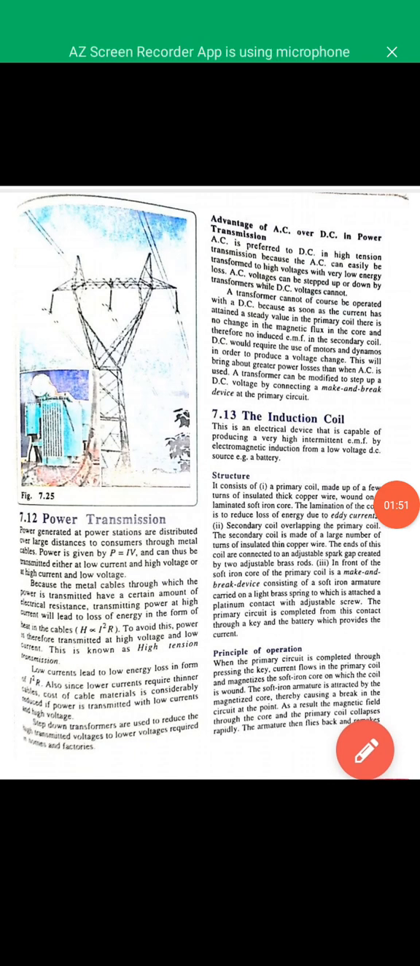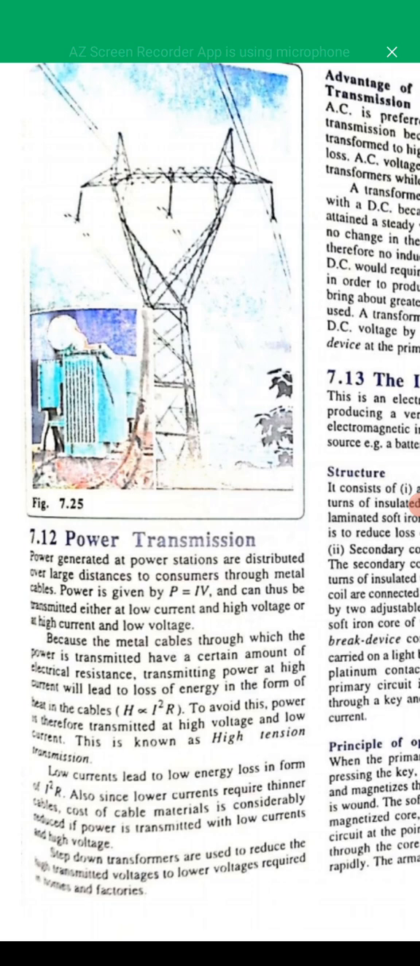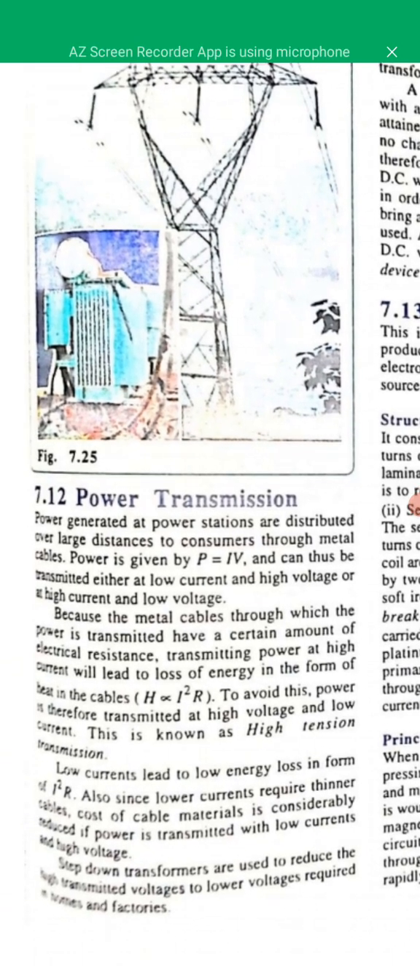Now before we round up, let's just look at power transmission, and we'll end with that. Power transmission. So we have that power generated at power stations are distributed over large distances to consumers through metal cables. I told you before, high tension cables, metal cables. Power is given by P equals to IV and can thus be transmitted either at low current and high voltage or at high current and low voltage.